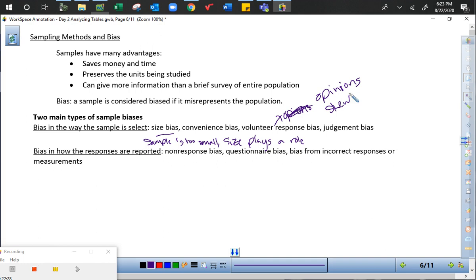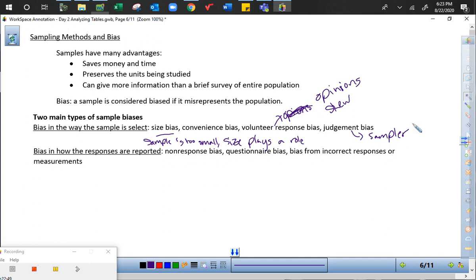The last one is sometimes the hardest to determine, judgment bias. Judgment bias is based on the sampler. If there is a bias in who is choosing the sample, so if I am the person going to select the people, I may choose someone different than a random sample would, and it may not be representative. So judgment is who is the sampler, and who they pick may cause lack of representation.